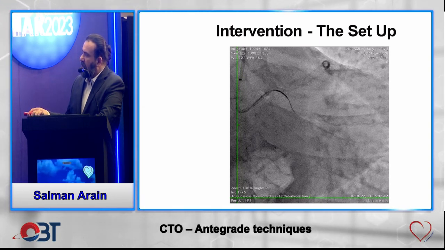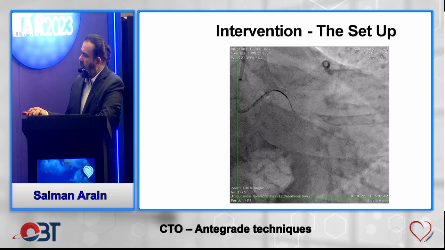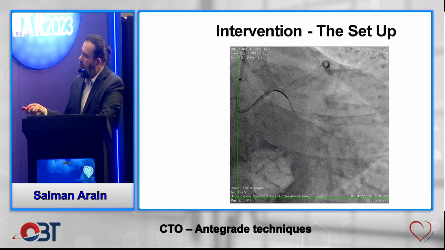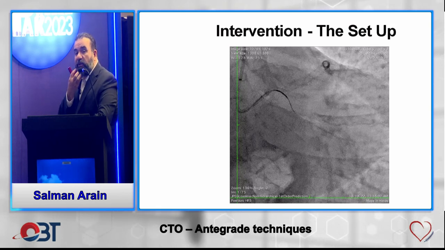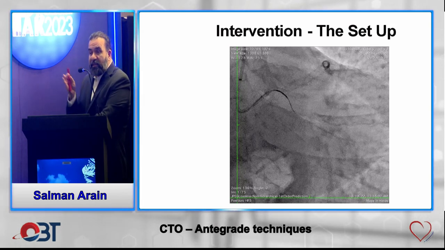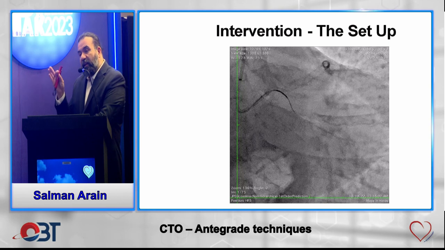I use the Turnpike LP because I think it's torqueable. This is my hydrophilic wire. I think this is a Xion Black. And then this, you can see the guide extender. One of the things I like to use a lot is the guide extender for support. So even though I'm using 6-French, by using the guide extender, I can make it into 7-French.